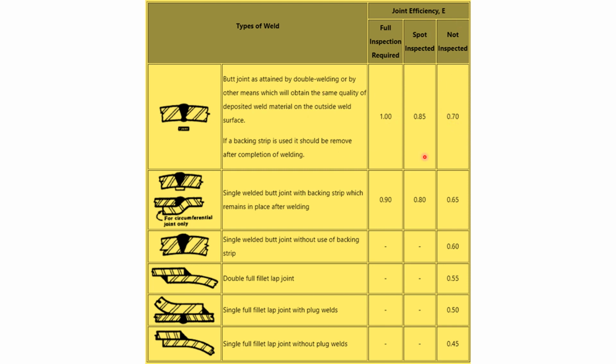These are the different efficiencies depending upon the types of welding. Type 1 welding. So type 2. So in type 2, what happened?